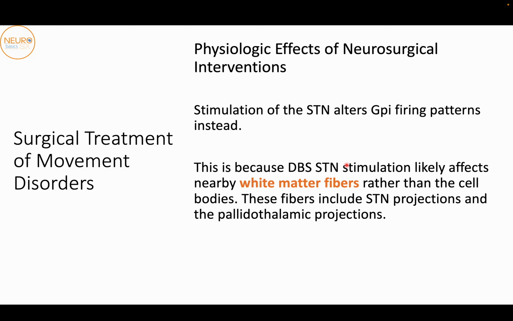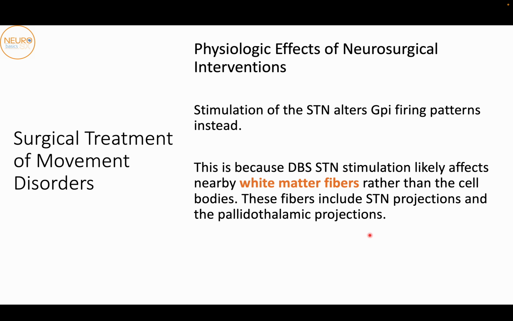So a common idea one might have is that if you put a lead into the STN or into the GPI, you're using high frequency stimulation to directly inhibit the nucleus. But it does not work that way. So it was found that stimulating the STN actually altered the GPI firing patterns rather than altering the STN firing patterns. This is because it was found that DBS does not affect the cell bodies. It affects the white matter fibers instead.